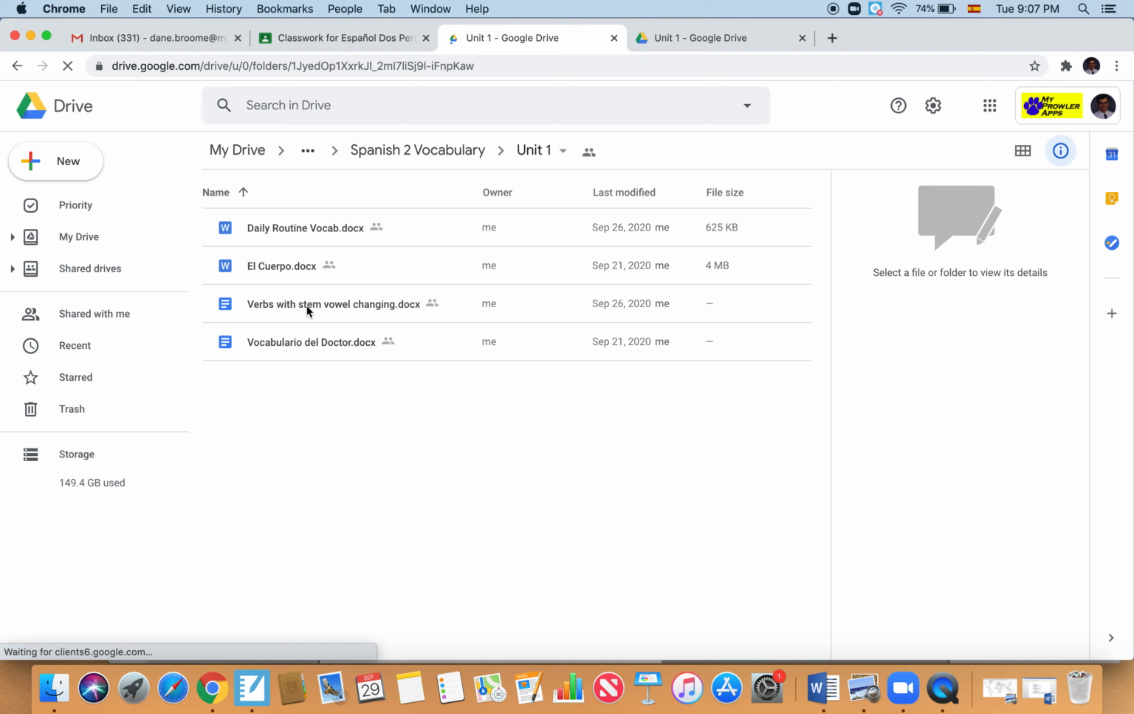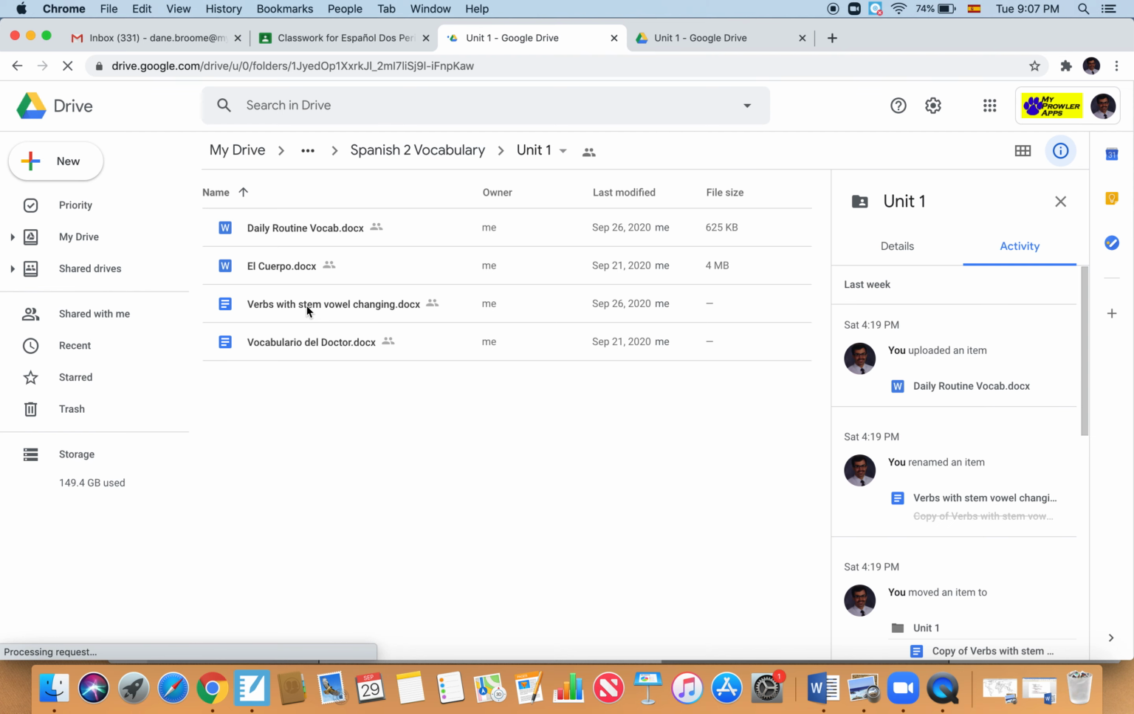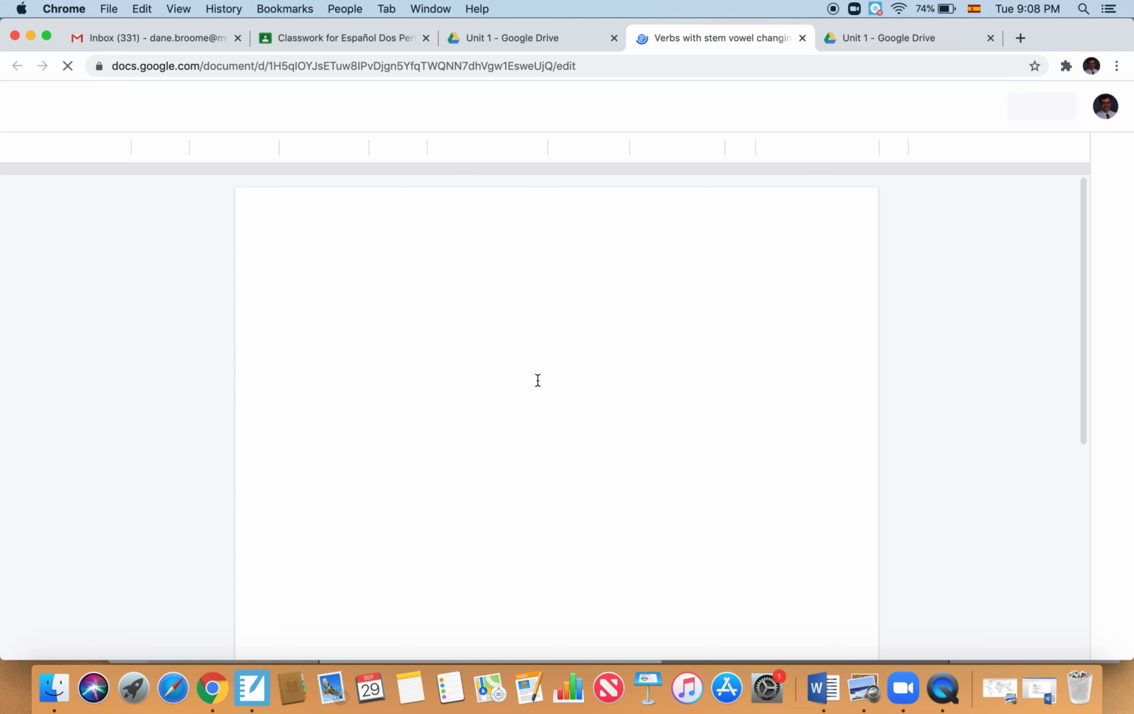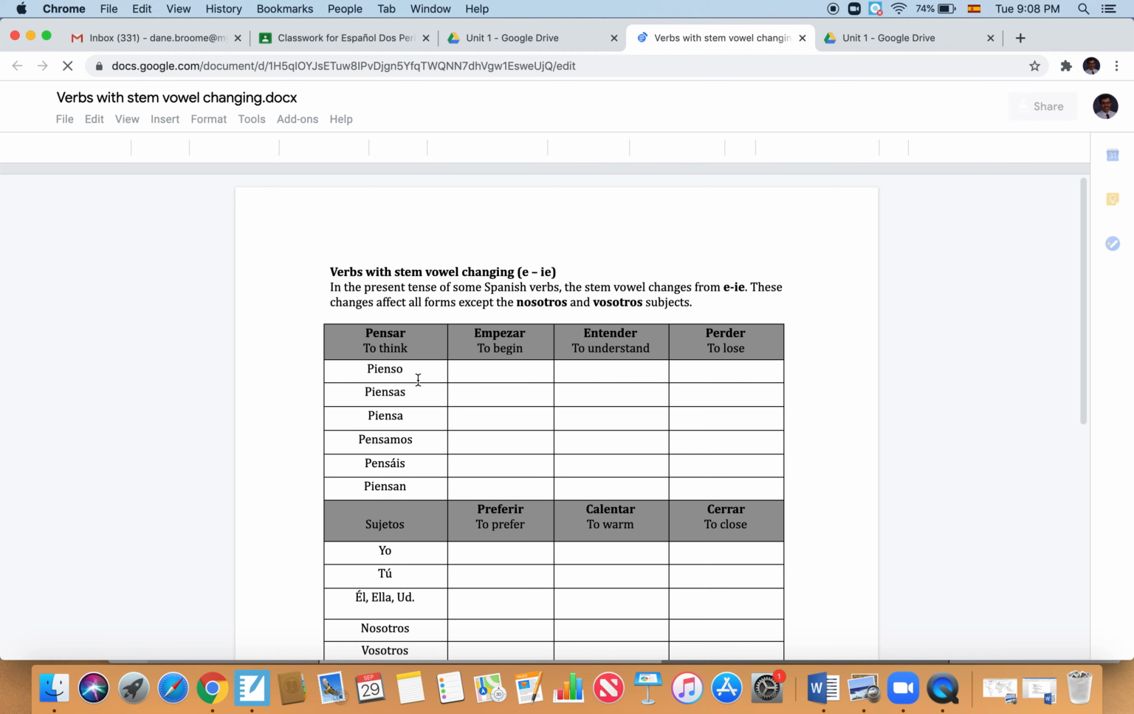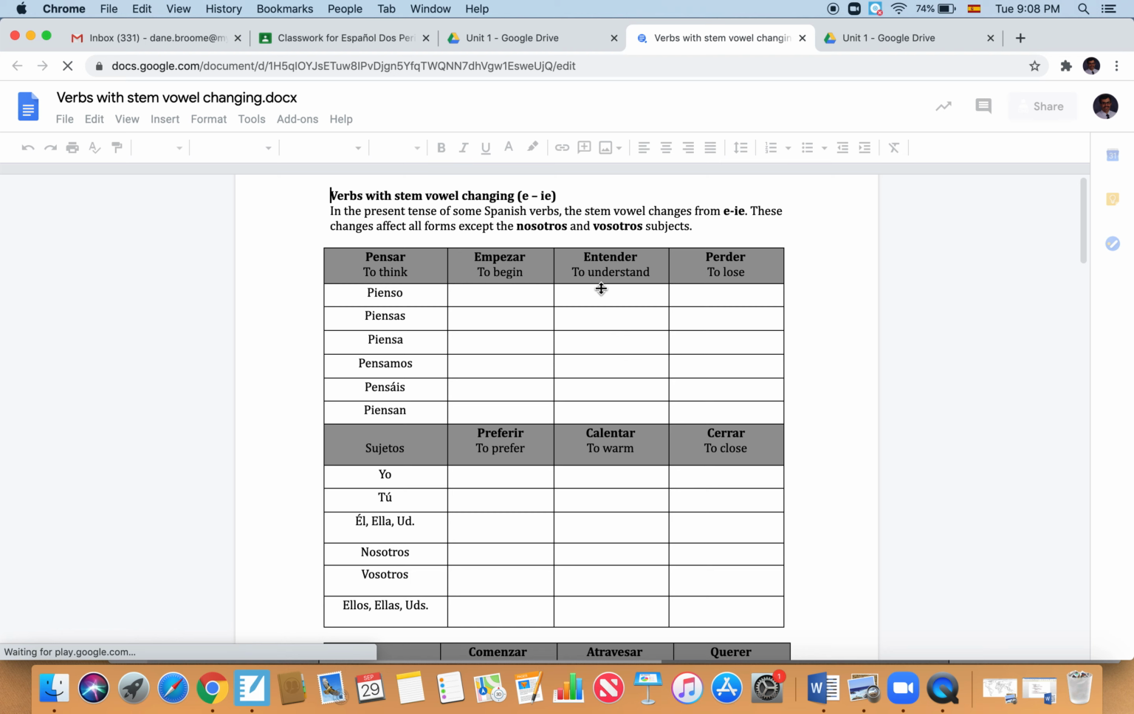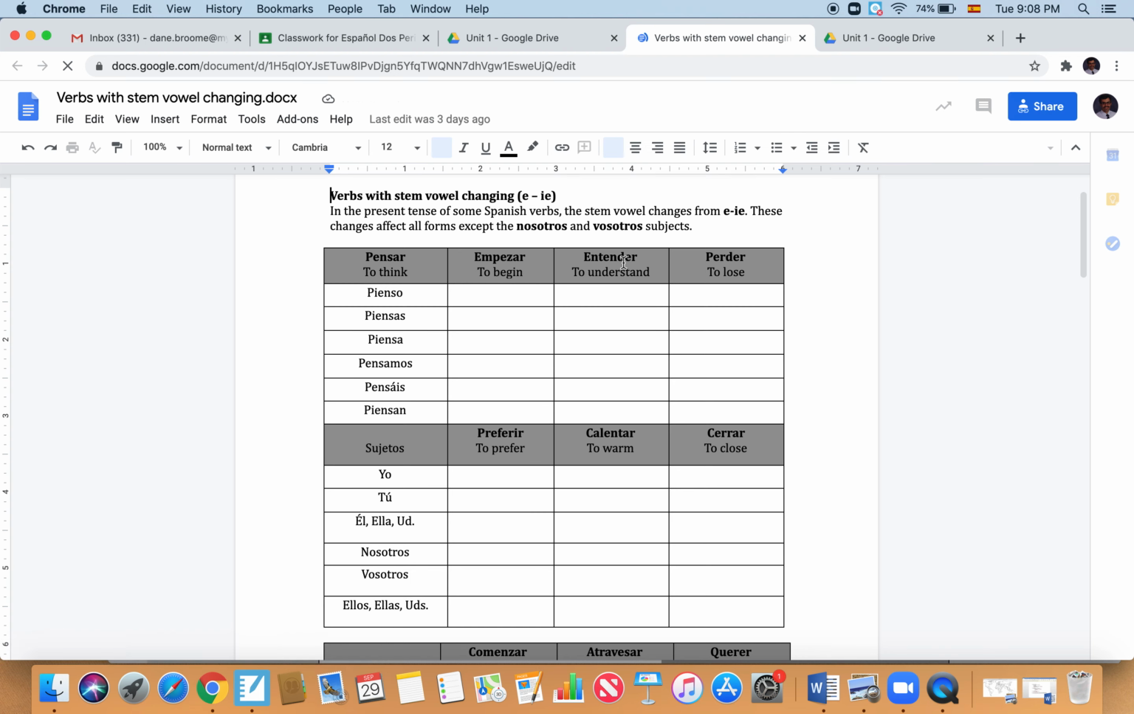Verbs with stem changing vowels. See? So again, if you do not have the pink sheet in your possession, you can look on here. So the first section that we talk about are verbs that change from E to IE in Spanish, right? Pensar, empezar, entender. Entender is funny because there's 3 E's in this verb.